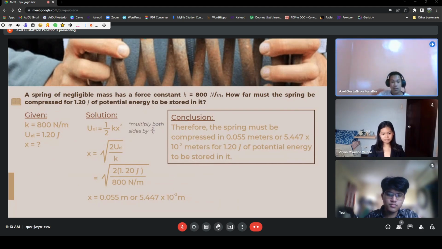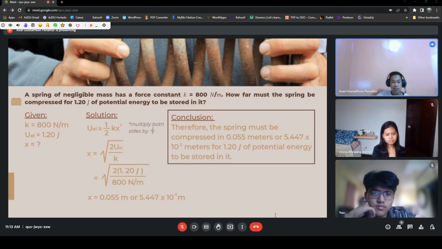Problem number 3. A spring of negligible mass has a force constant of k equals 800 newtons per meter. How far must the spring be compressed for 1.20 joules of potential energy to be stored in it? With problem 3, the elastic potential energy of 1.20 joules and force constant k equal to 800 newtons per meter are both given, in which x, or the distance of how far the spring must be compressed, is being asked.